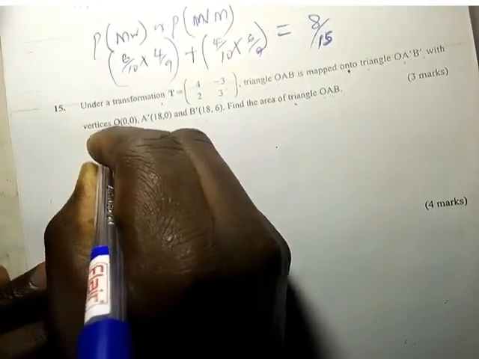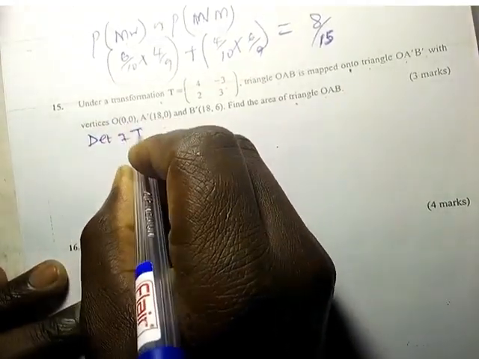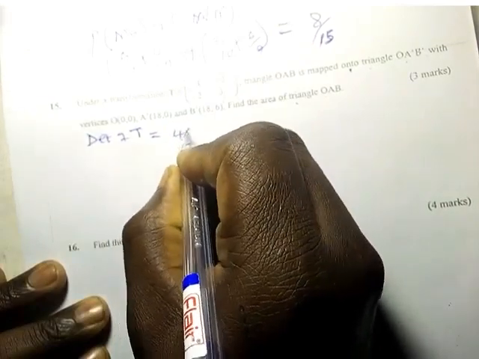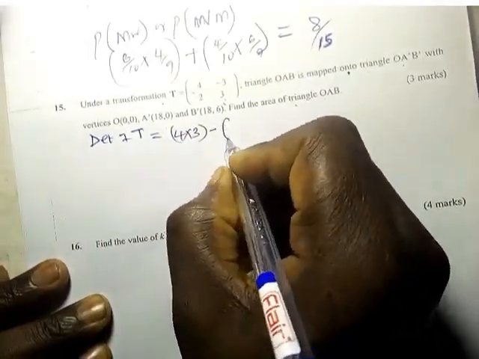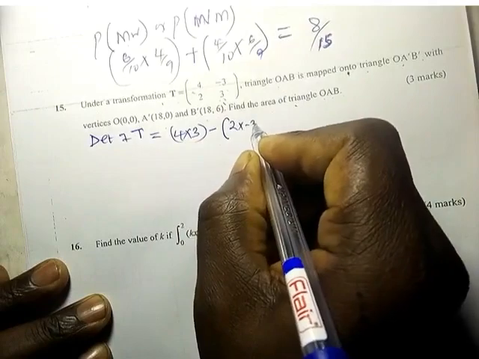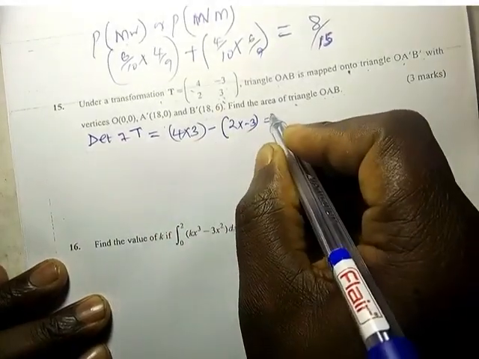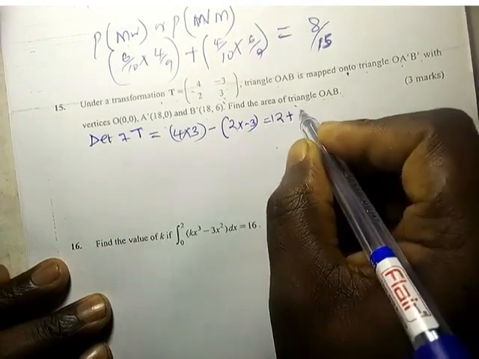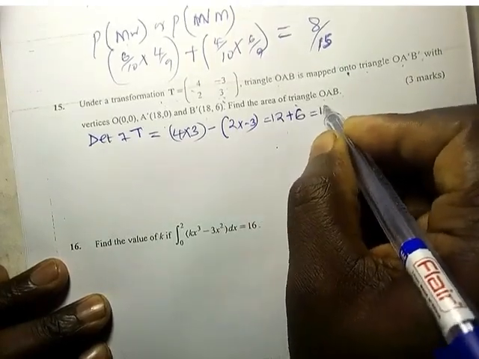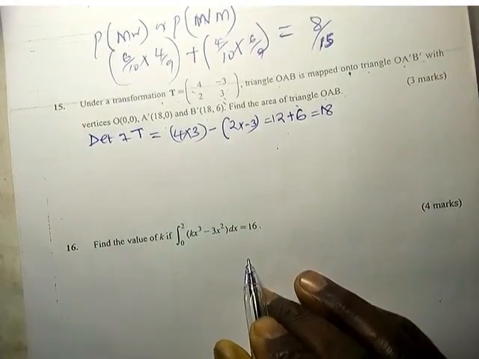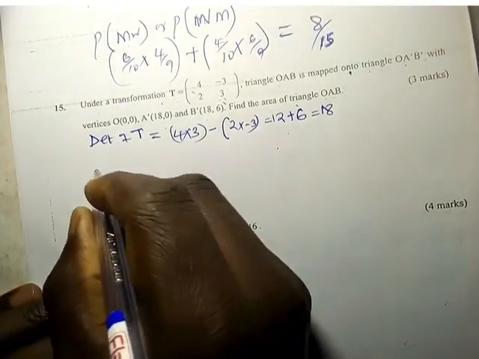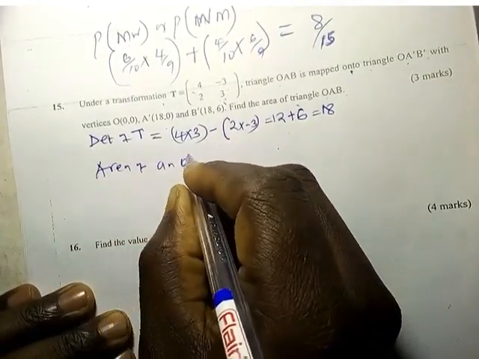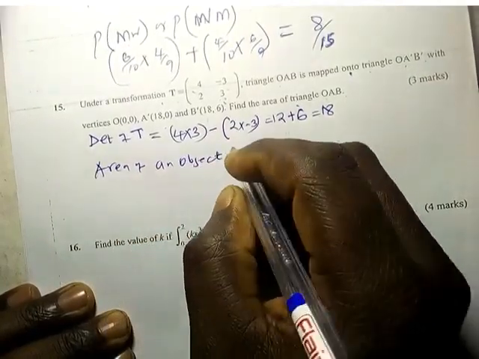So the determinant of T, the transformation, will be 4 times 3 minus 2 times negative 3. So this one will give us 12 plus 6. So it equals 18. Determinant is 18. So area of an object, these are some of the formulas you must know.